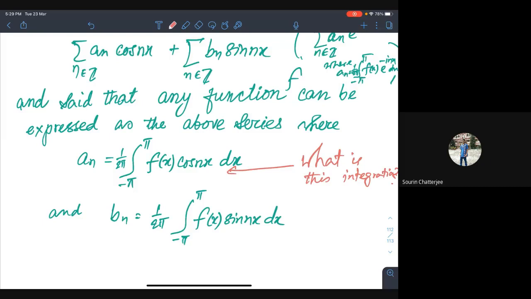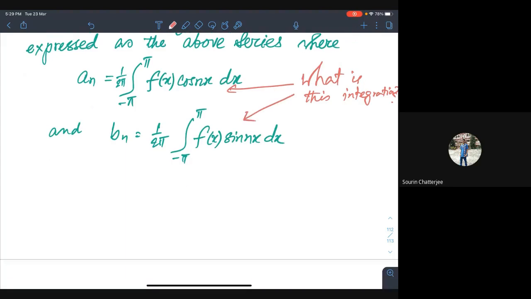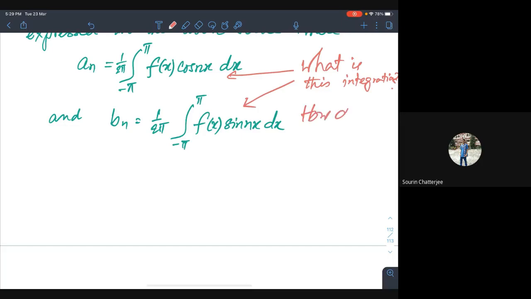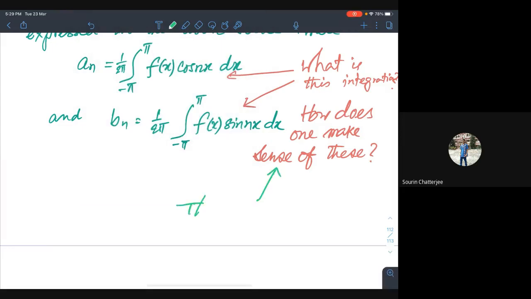Who knows what? But then what is this integration? What is this integration? How does one make sense of this? Right. This was the question that Riemann considered.